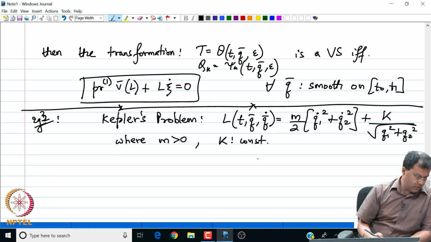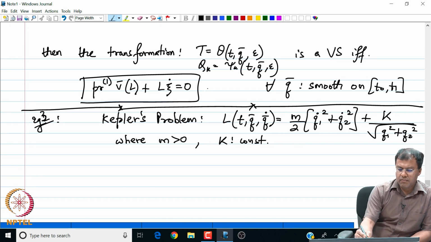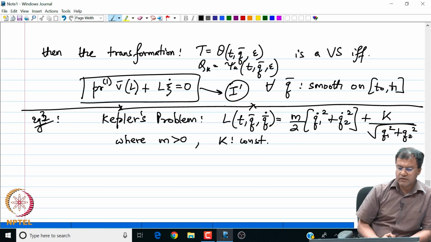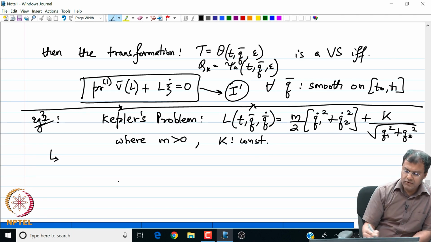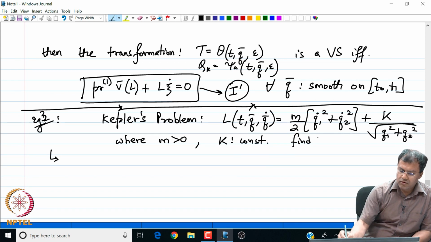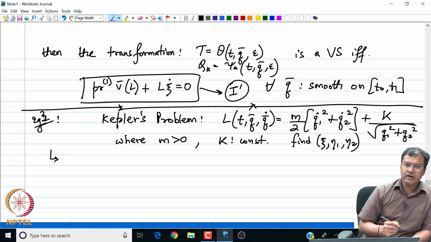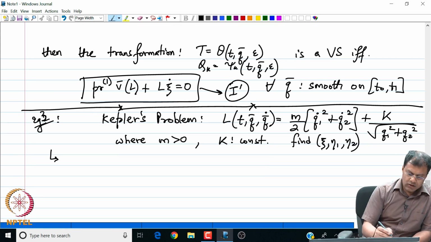Now I have to set up, let me call this condition 1 prime, to find the infinitesimal generators. In this case, we have to find xi comma eta 1 comma eta 2, my infinitesimal generators for the variational symmetry. To set up the prolongation operator, let us calculate some of these partial derivatives.